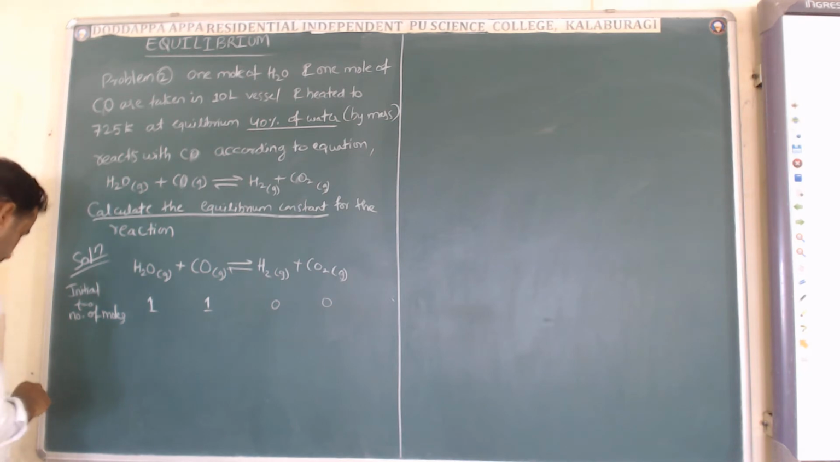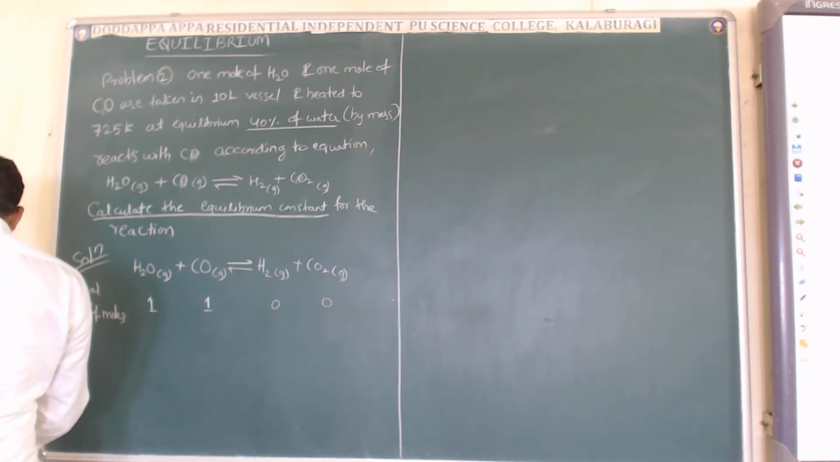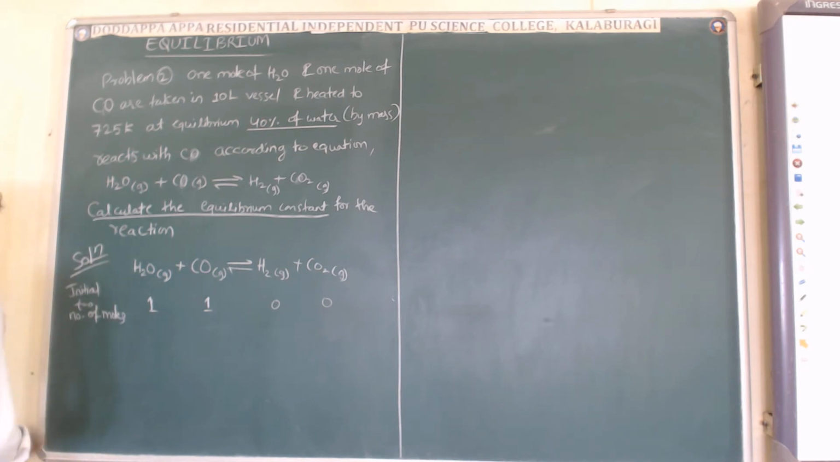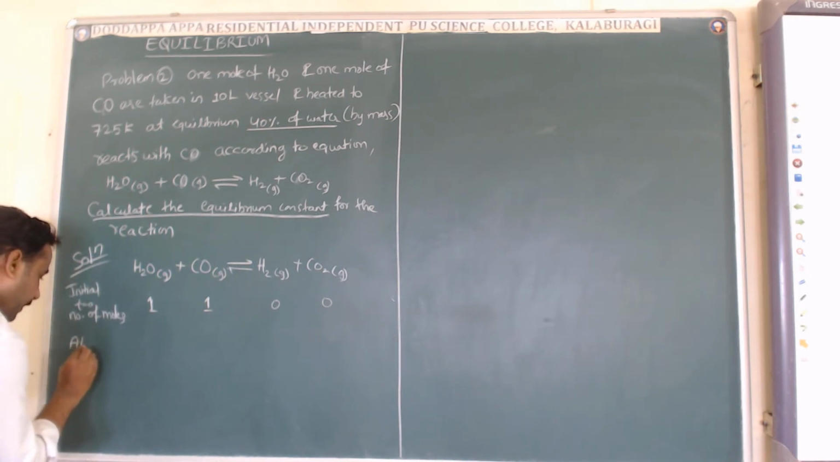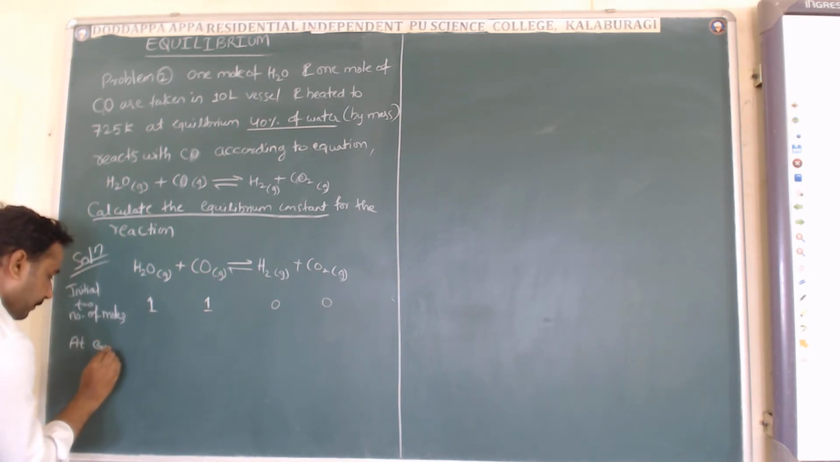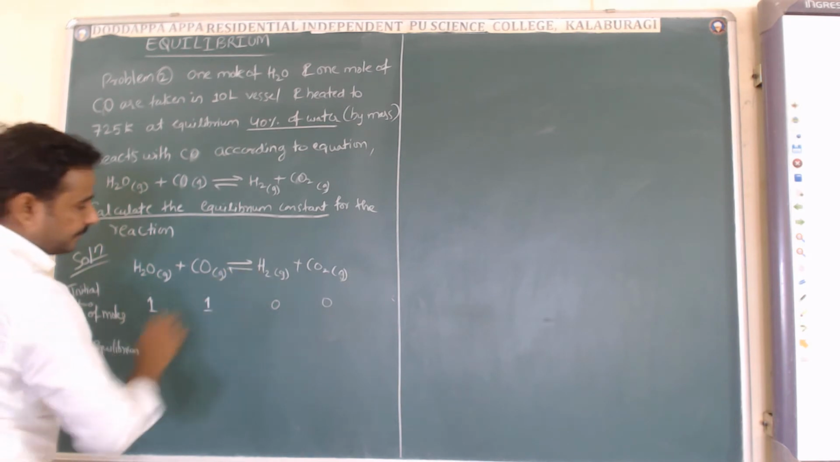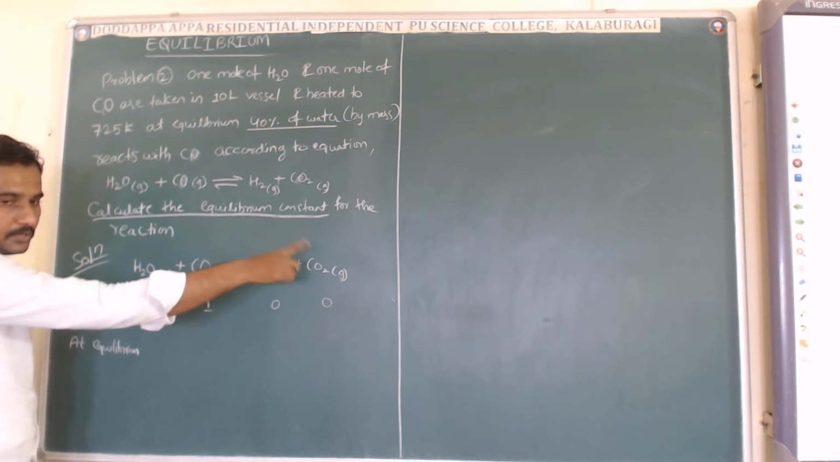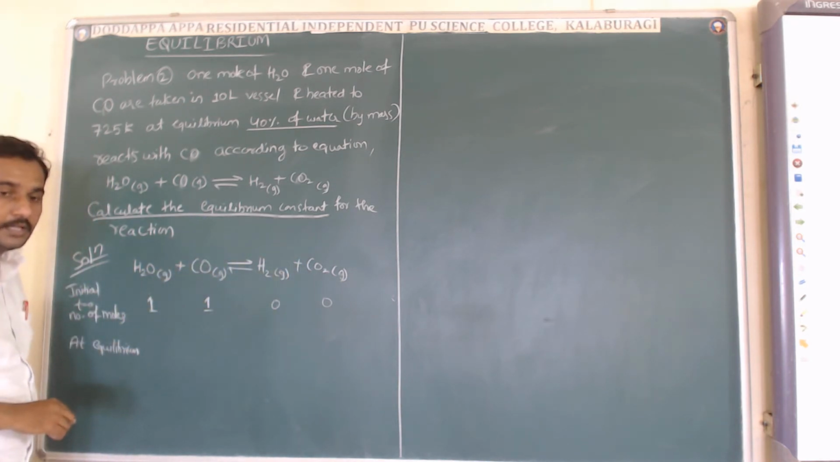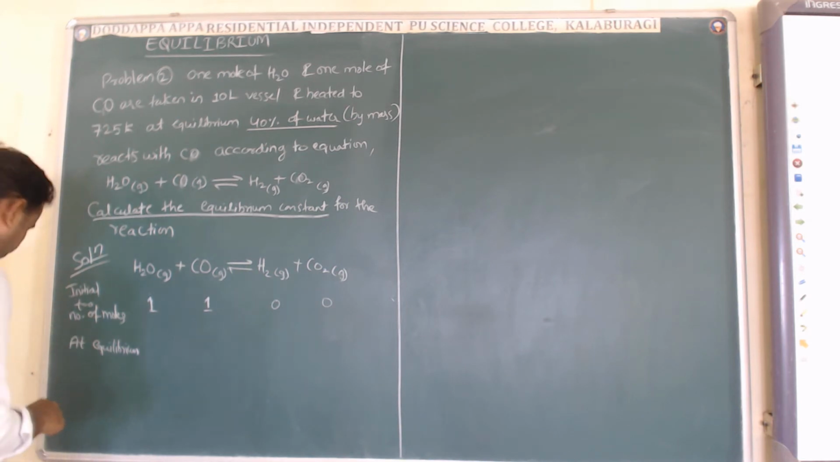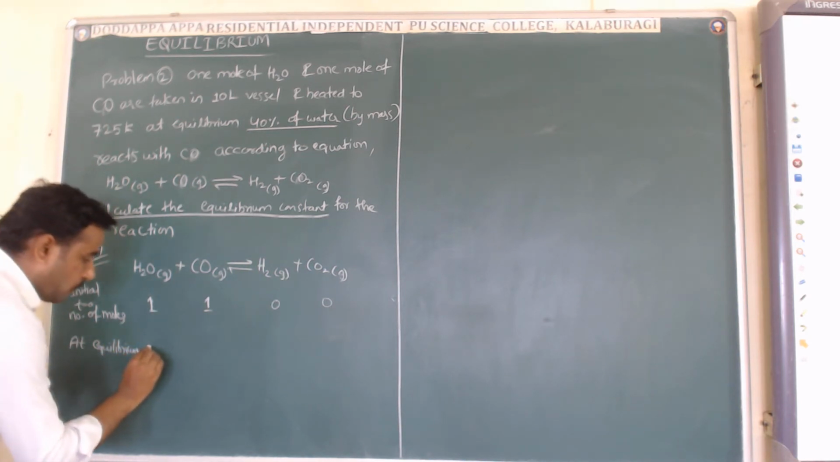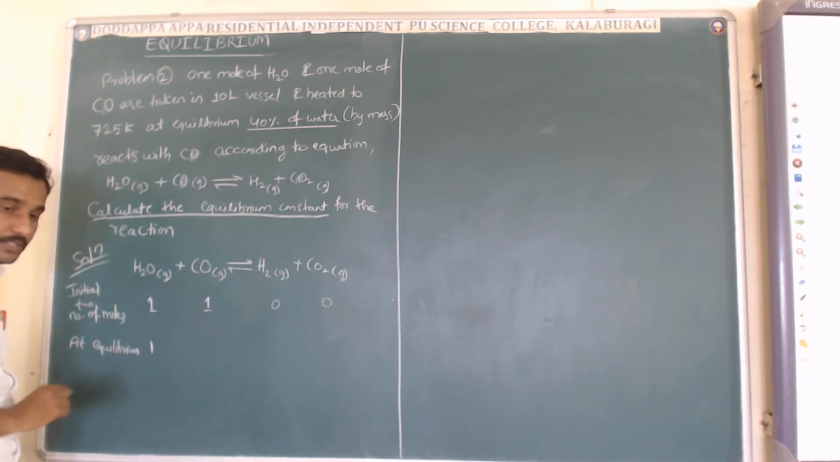Next one, at equilibrium. When equilibrium is attained, the reactant is converted to product, and the product is also converted back to reactant. Initially, 1 mole is there.